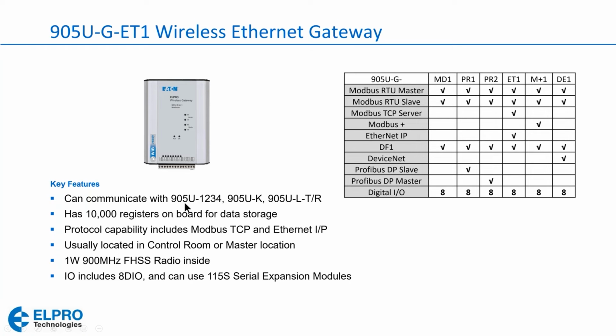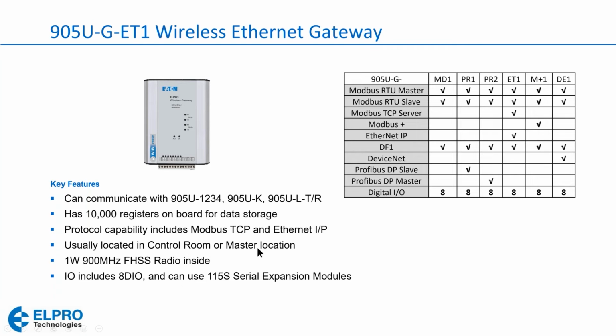Now, this radio can communicate with the 905U-1234 series of radios. It can also communicate with the 905U-K and the 905U-L-TMR radios. So all of these radios, all those models there, plus this guy here, they can all communicate with each other. The radio has 10,000 registers on board for data storage.